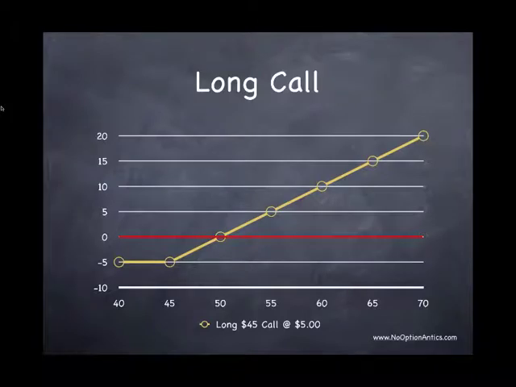Let's take a look at a risk graph. In the risk graph, what I'm going to show you is that on the left-hand vertical column, these are dollars in a profit or loss. Along the bottom of the risk graph are the stock prices. And here we're examining a long $45 call, which we purchased for $5.